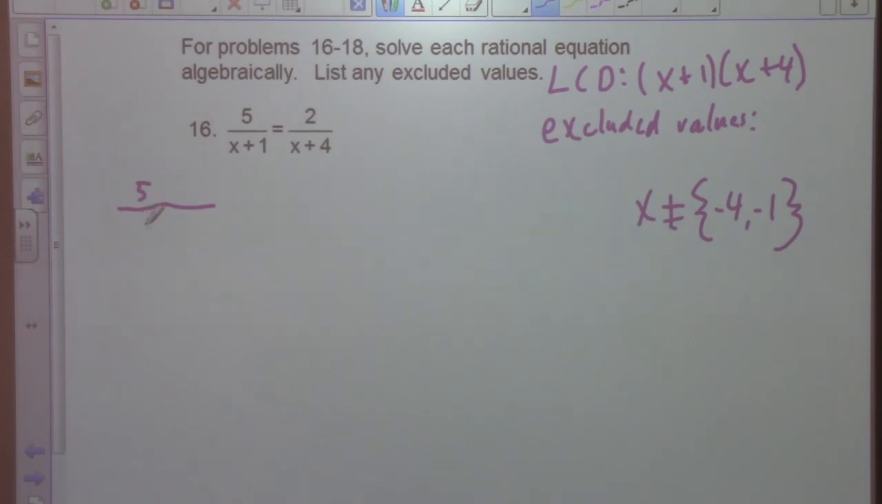Multiply each side by the least common denominator. So here we have x plus 1, x plus 4, and that's on the left side. On the right side we have 2 over x plus 4. And then same thing, right, Addie?